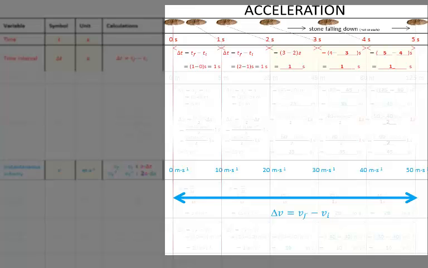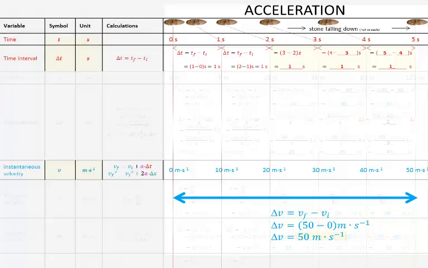What's the change in velocity for the entire interval from 0 seconds to 5 seconds? Final velocity 50 meters per second, initial velocity 0 meters per second. Delta V for that interval is 50 minus 0 equals 50 meters per second change.